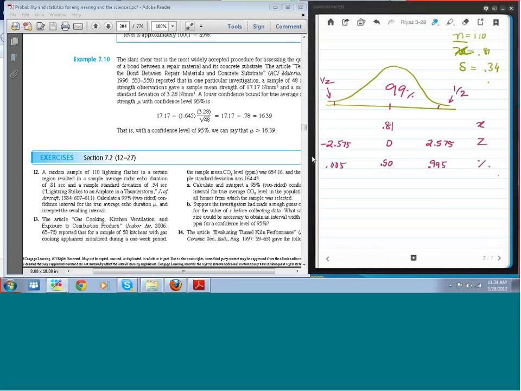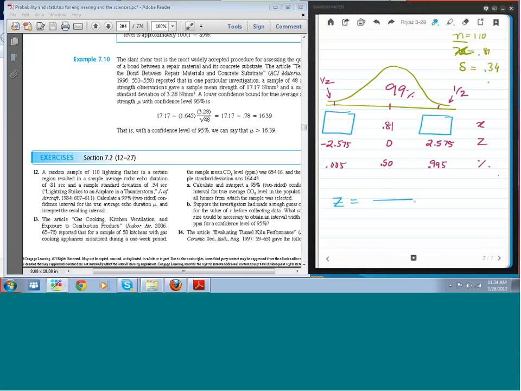Now, what else do you need to know? You need to find this. So this is pretty much the same thing we did before. What are we missing here? This proportion, actually, this is x bar.